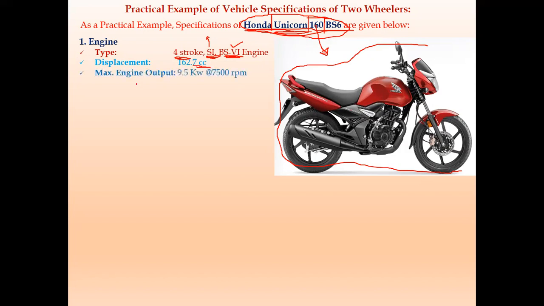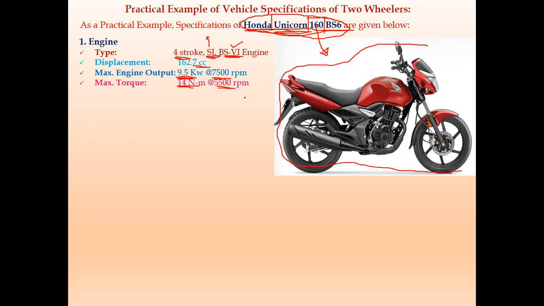Next, we have the maximum engine output. What will be the power output? It is 9.5 kilowatt, the maximum power output at a speed of 7,500 RPM. Then we get the maximum torque, that is 14 Newton meter at a speed of 5,500 RPM.